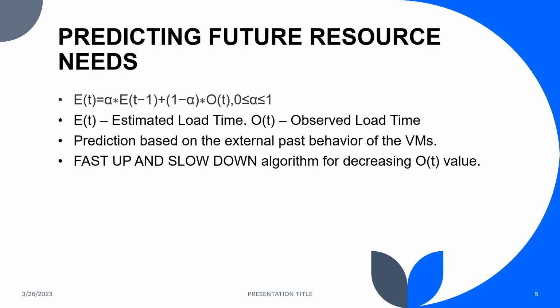The algorithm also predicts future resource utilization, future resource needs, with the formula being shown on the screen, where E of t is the estimated load and observed load is O of t. To predict the future behavior, we cannot pull the statistics from the virtual machines directly due to isolation and security. Hence, we rely on external behavior of virtual machines to predict their future usage. We will see further into the presentation why future load prediction is essential. And this method is called the fast up and slow down algorithm.